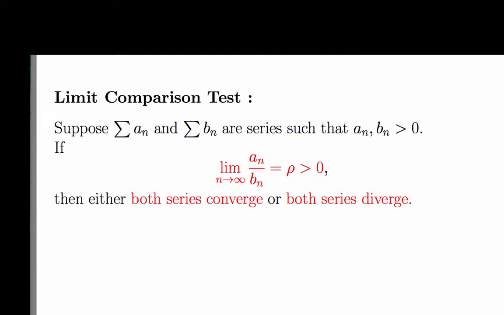If that limit exists and happens to be a number that's positive, then either both series converge or both series diverge. The thing to remember is that since both terms of the series are positive, if the limit exists, it can only be positive or zero. So we want to exclude the case when it equals zero. And so if one of the series converges, then the other one necessarily converges. And if one of the series diverges, then the other one diverges.